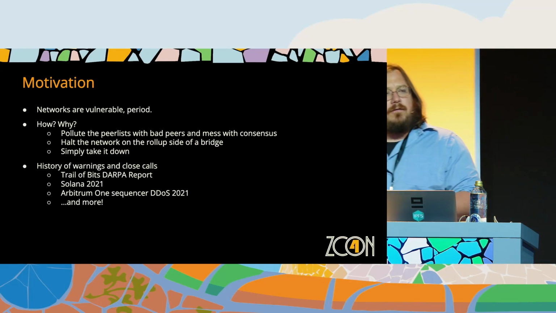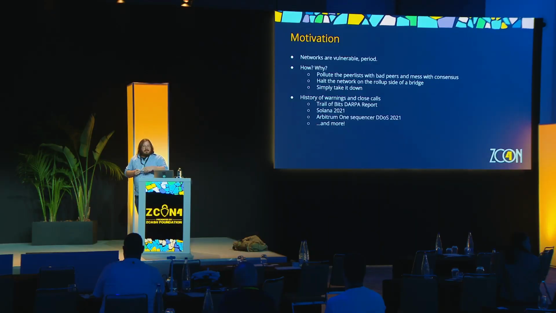Has anybody read the Trail of Bits DARPA report that came out in 2021? You have. Horrifying. In terms of what centrality means and the different measures of centrality, one of them was networking and the network metrics involved, which we're going to get into later. Solana, Arbitrum, there were like four yesterday. They weren't quite network layer, but they were close.